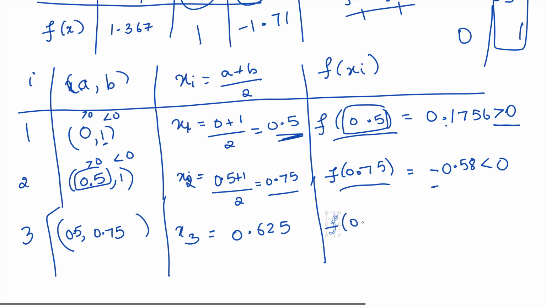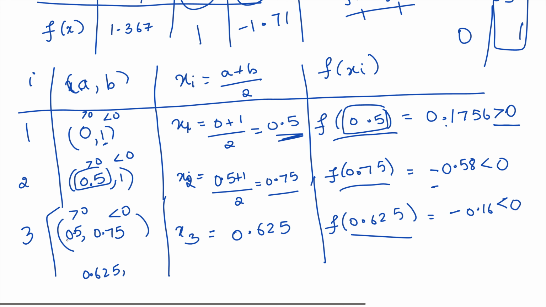F of 0.625 is minus 0.16, which is again less than 0. Okay, so this is greater than 0, this is less than 0. Newer value is giving us less than 0. So 0.625 is giving us less than 0.